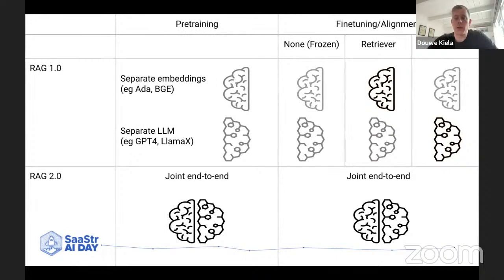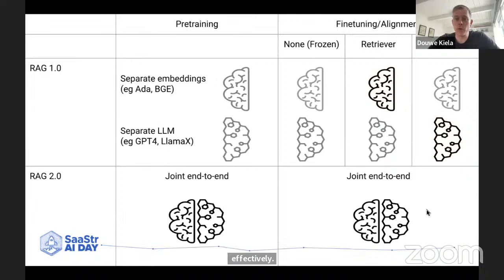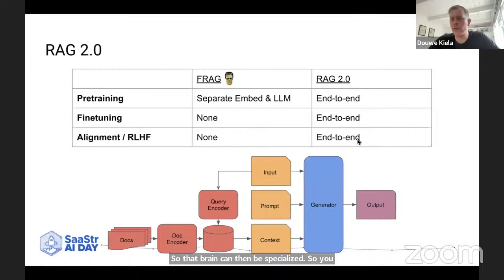And what we're saying is that if you know that you're going to do RAG, then you should have these two halves of the brain not only be aware of each other, but you should have them actually grow up together. So you want to pre-train those two halves together so that the generator and the retriever from the beginning are aware of each other and they learn to work together very effectively. So that brain can then be specialized so you can fine tune it and align it on your own data to get a really powerful solution. That's what we call RAG 2.0.